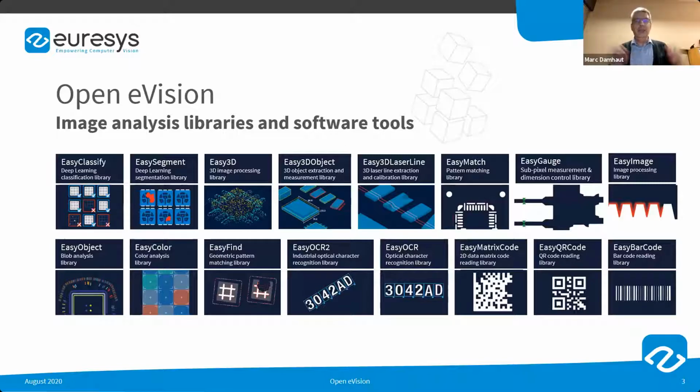They are libraries that we have been developing for more than 20 years now. They include alignment libraries, color analysis, object detection, then we do OCR, code reading, pattern matching, subpixel measurement, and then more recently we have focused on the 3D image processing, and we can do now object detection and measurement on point cloud, and deep learning with our latest libraries, which are Easy Classify and Easy Segment.